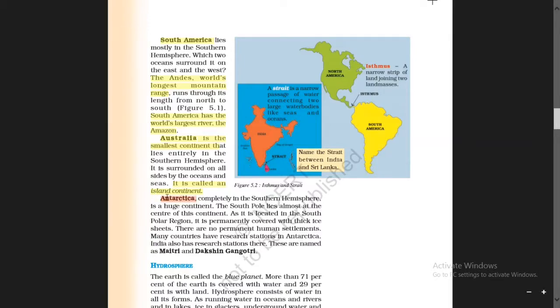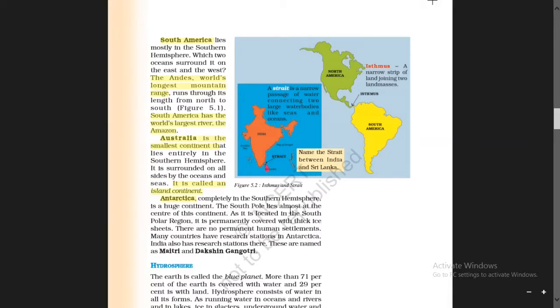Antarctica, the seventh one, let us see. Completely in the southern hemisphere. This Antarctica continent is completely in the southern hemisphere. It is a huge continent. The South Pole lies almost at the center of this continent.